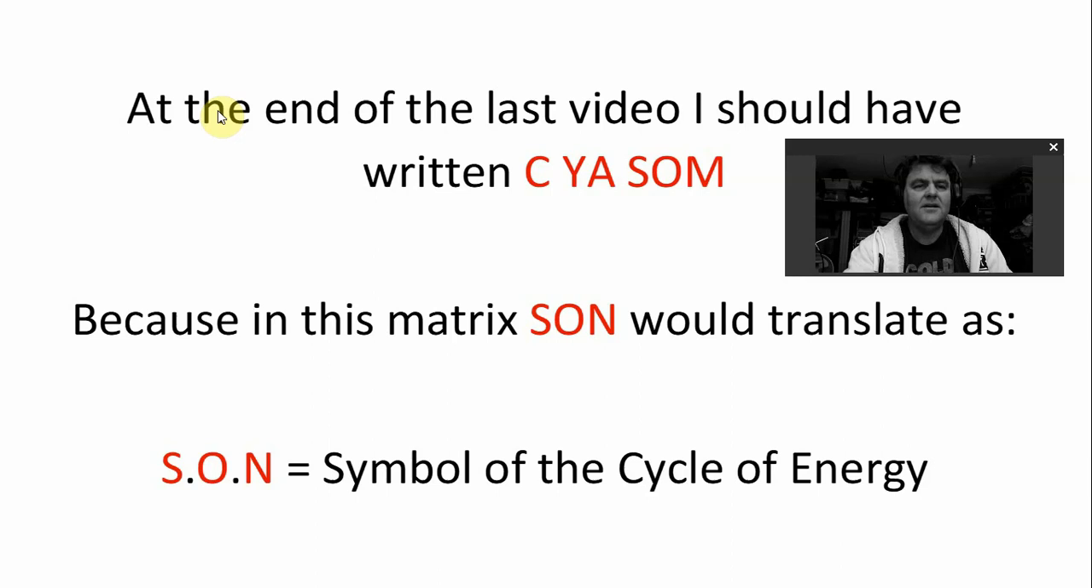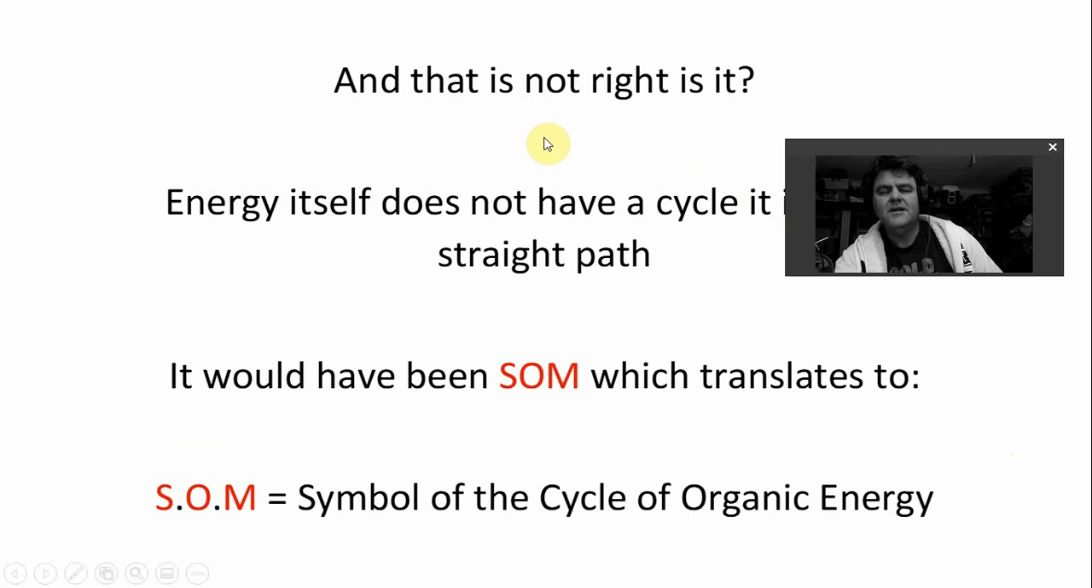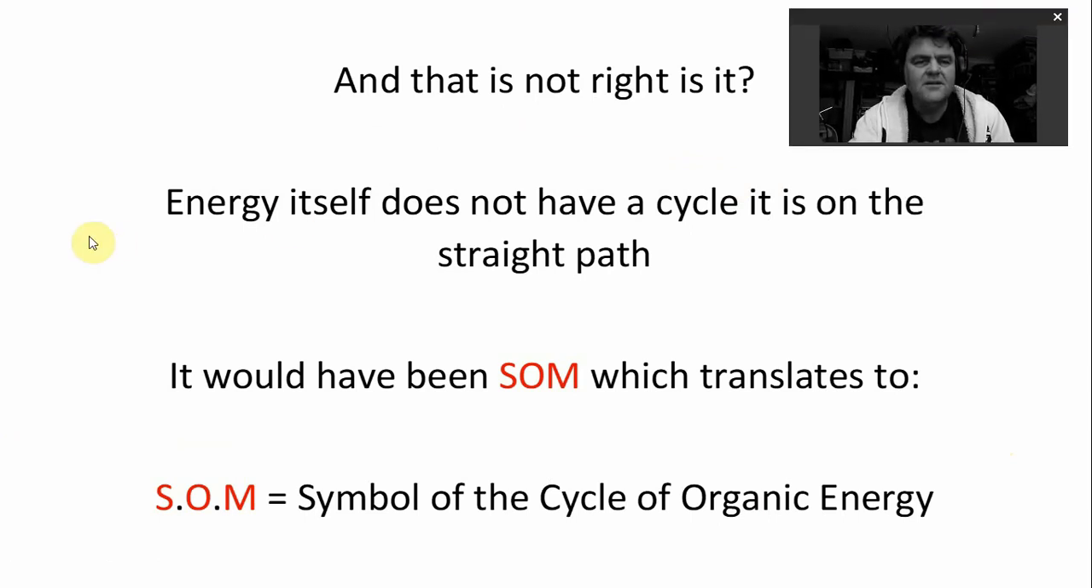So, at the end of the last video, I'd written CYASON for Nelly, but I think it should be CYASOM is what I should have written, because in this matrix of the alphabet, the S.O.N would translate out to be a symbol of the cycle of energy. And that's not right. I got to thinking it doesn't match the pattern I've established. Energy itself does not have a cycle. It's on the straight path, right? So it would have been S.O.M, which would translate to symbol of the cycle of organic energy, which makes more sense because the organic energy is the life cycle.